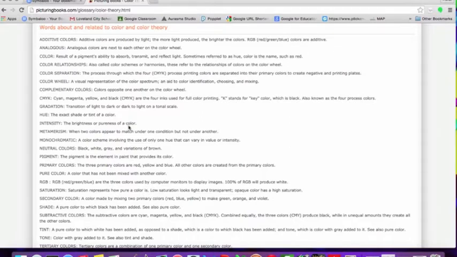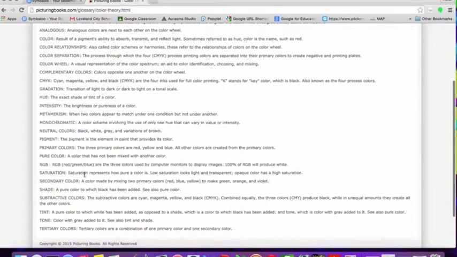I found monochromatic, which is a color scheme involving the use of only one hue that can vary in value and intensity. And then when I go back to hue, it's the exact shade or tint of a color. So I think that the illustrations are very monochromatic with the black, the gray, their shades or tints, and a lot of hues that are being used.